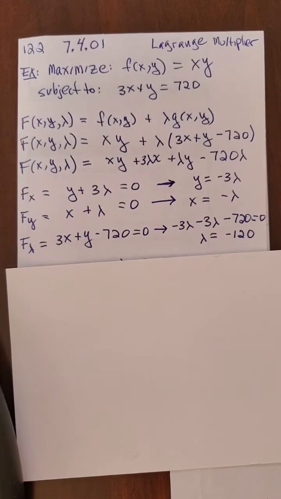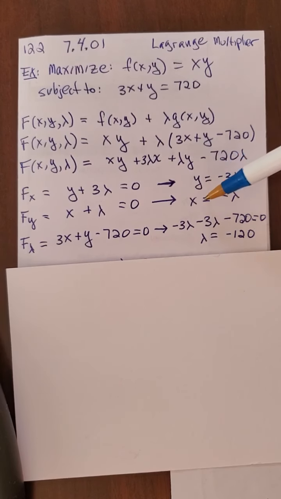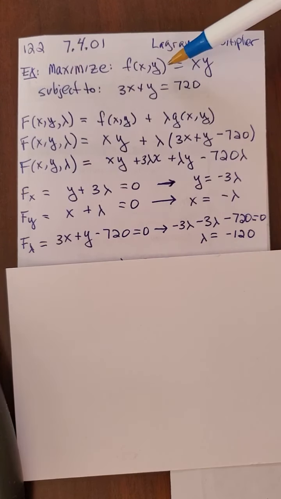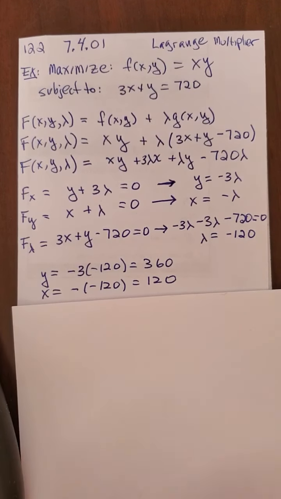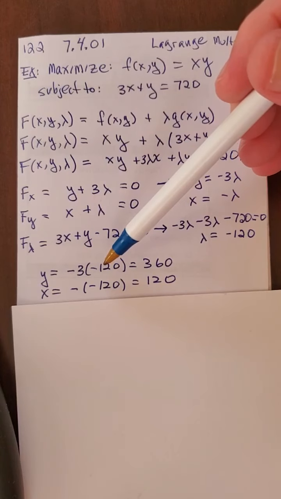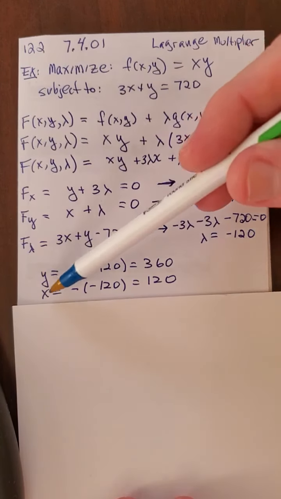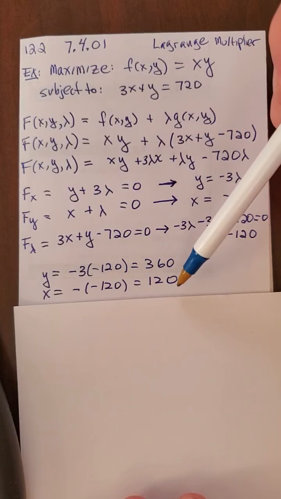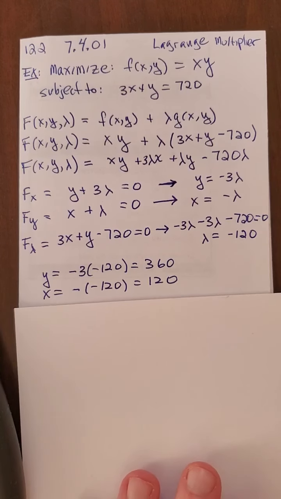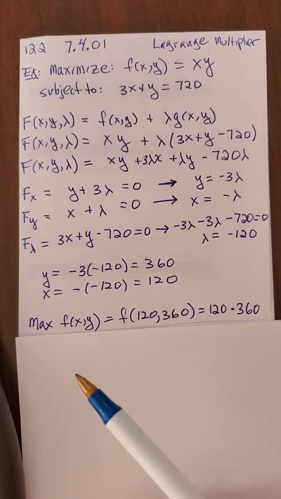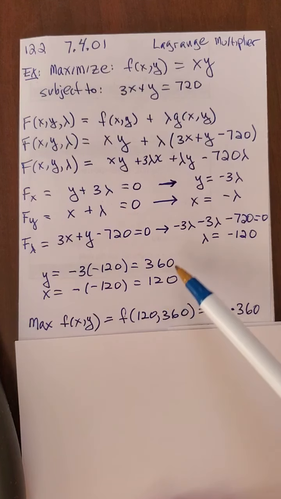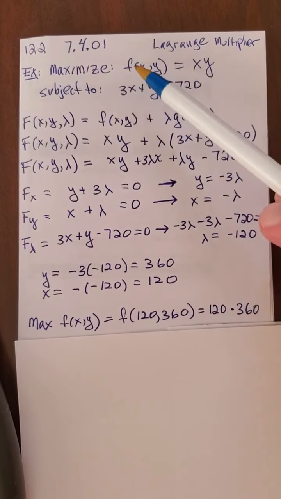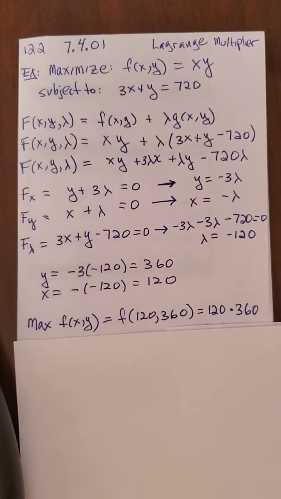And I'm almost done, because all I have to do now is take my lambda and use that to construct the x and the y, because these are the x and y values that are going to work to maximize. So I get that y is equal to negative 3 lambda, which comes out to positive 360. X is equal to negative lambda, which comes out to positive 120. These points are going to be the magic points that make my maximum. That's what Lagrange multipliers does, as we explained.